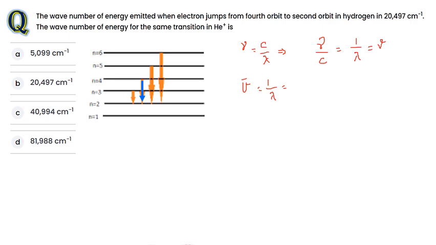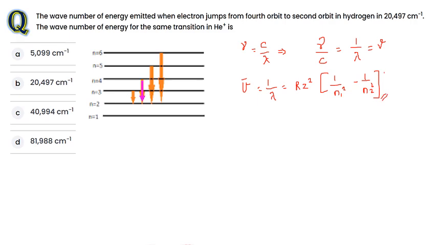Already we know this formula here is R Z square, which we keep on seeing: 1 divided by n1 square minus 1 divided by n2 square. See, in both the cases, what they have mentioned here is both are moving from the fourth orbit to the second orbit, so in both cases this will be the same.